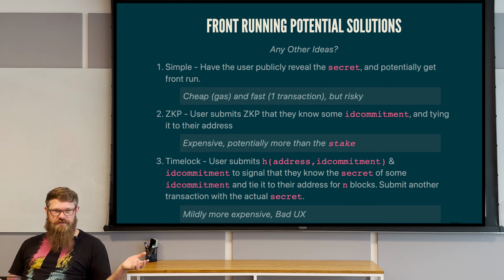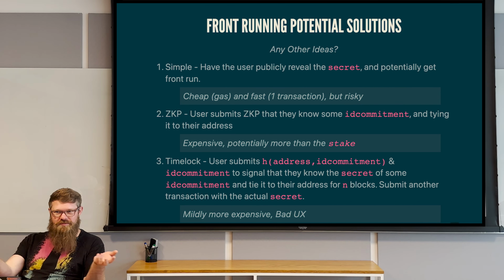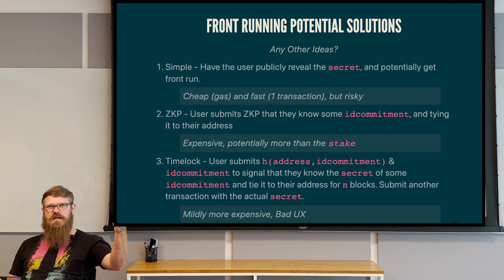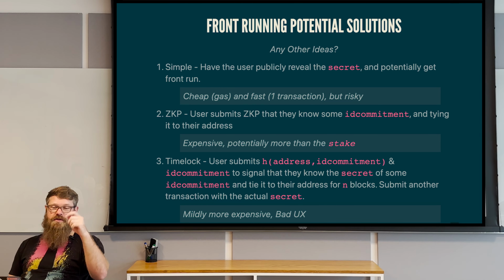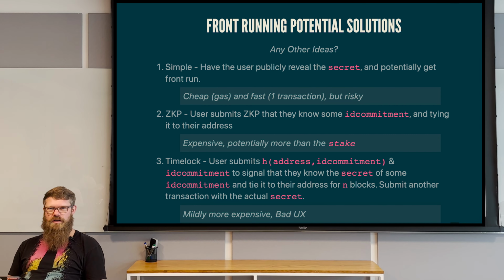You could generate a proof, but then you're increasing gas costs and complexity. There's other circuits we have to deal with. It's just less fun, less good UX. And then there's the time lock mechanism. You could basically say, I want to call out this ID commitment, and here's the ID commitment plus my address hashed, or the secret and the address hashed, and then you submit that to a contract, time lock it for X number of hours or blocks or whatever, and then make another transaction later with the actual secret to prove that you know what it is.